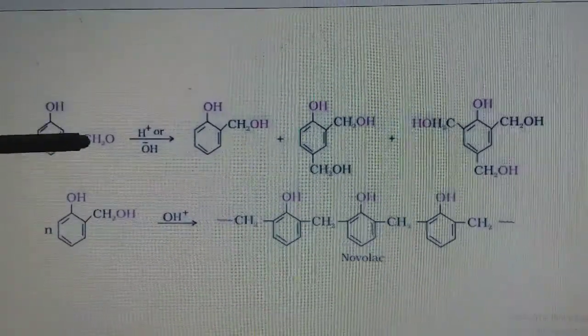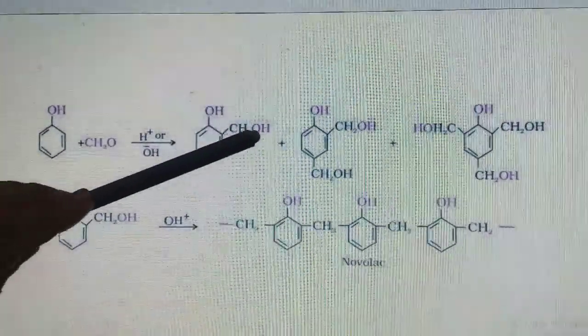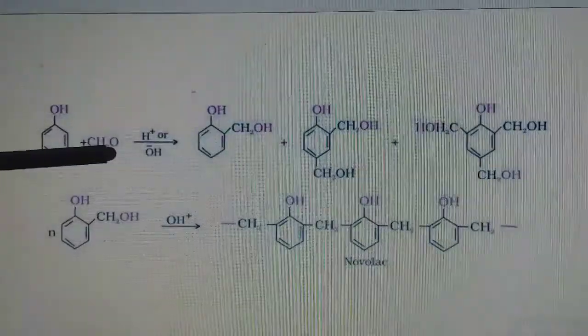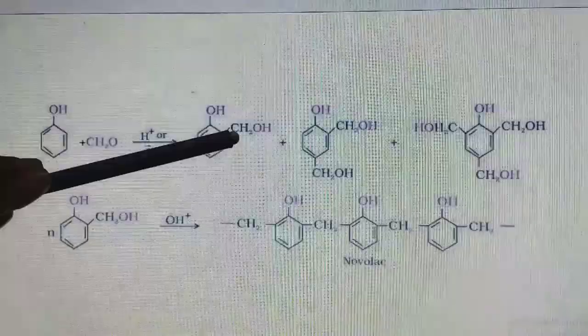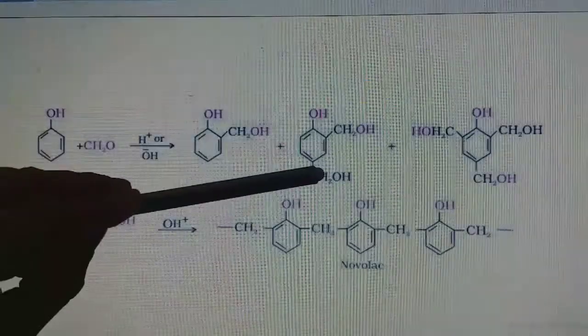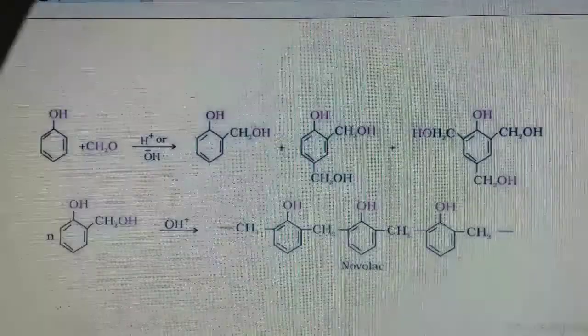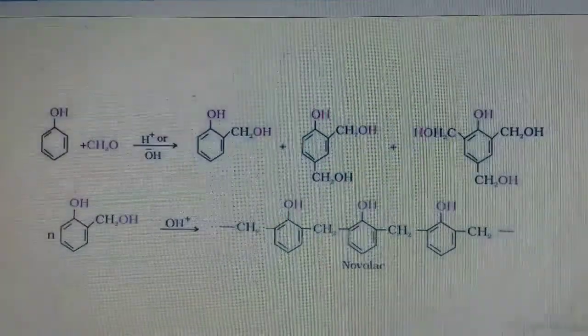In the first step, you just get an addition product. Here at the ortho position CH2OH is attached. Already CH2O is there and here hydrogen is there, so it is simply getting attached. You get the ortho position CH2OH group, plus ortho and para, plus 2 ortho and 1 para. So you get a mixture of these products.